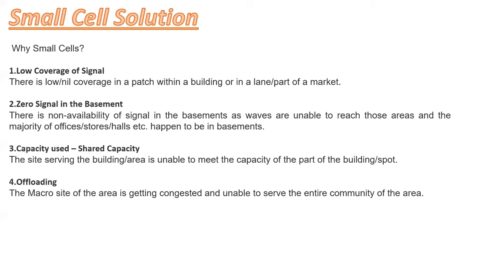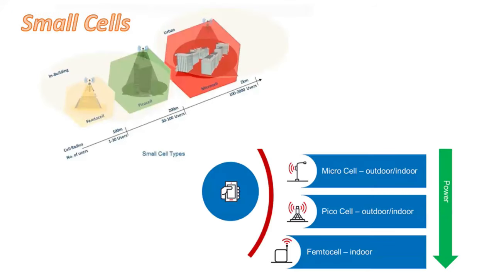So why small cells? These reasons we already discussed, similar to DAS: improve the coverage of signal, improve the coverage in the basement, improve the capacity, and offload the macro site. So what are the various types of small cells? We have three types of small cells available. One is femto cell, one is pico cell, and the last one is micro cell.